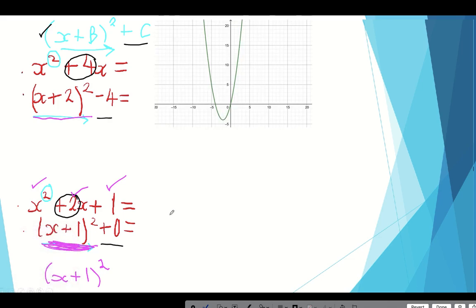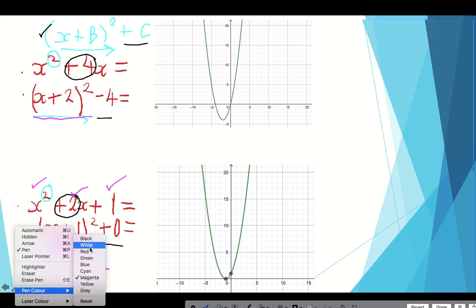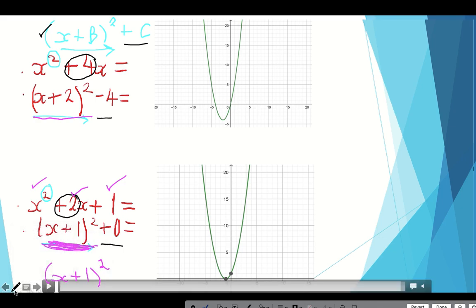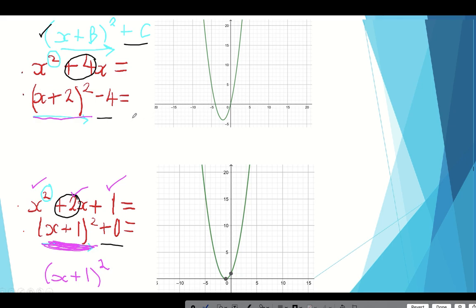If we have a look at the next step, this is the graph linking with this equation, and this is the graph linking with this equation. Now I'm going to discuss important parts to do with this. The first thing we notice is the y-intercept. And for this particular equation, the y-intercept is 0. Why do you think the y-intercept is 0?